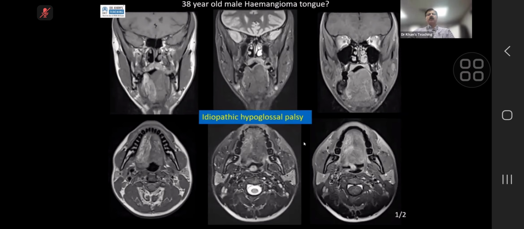So this can be a potential exam scenario. The examiner can show you this kind of case, and you will ask for the rest of the imaging. You will go through it, and you might find a tumor or a lesion to explain the findings. But if you do not find a lesion, then you call it idiopathic hypoglossal palsy. Remember this concept.